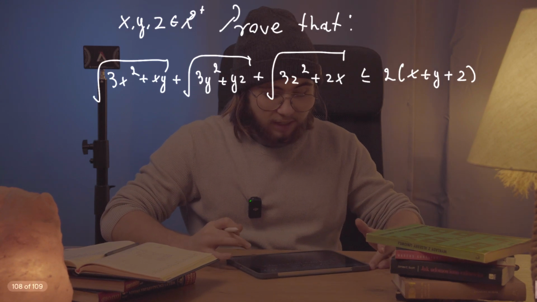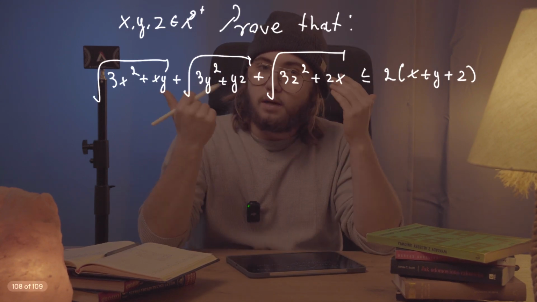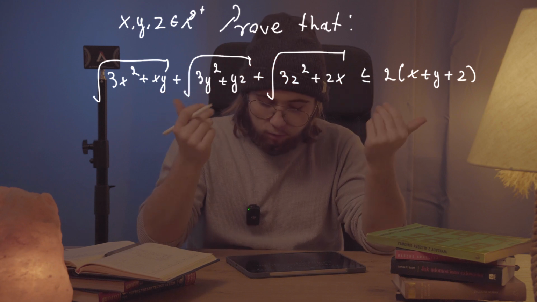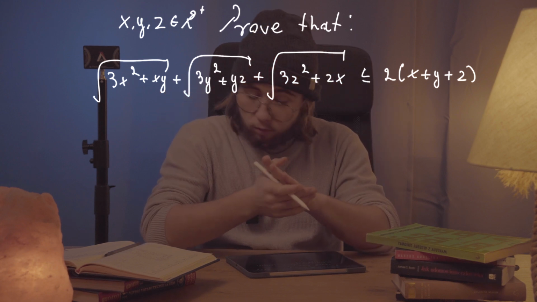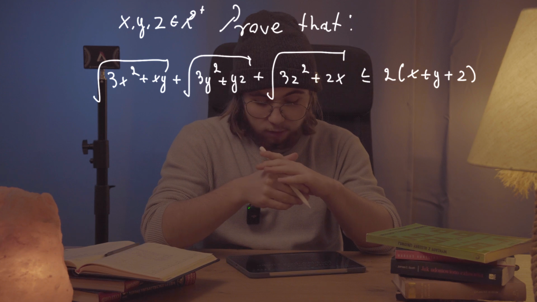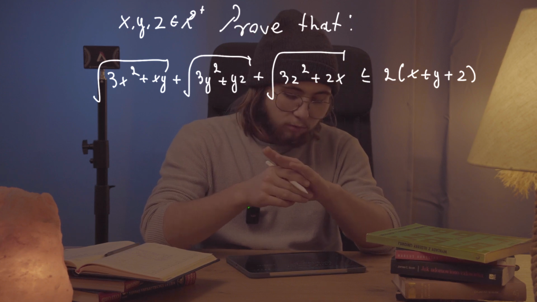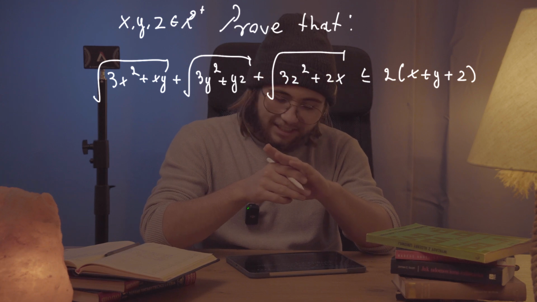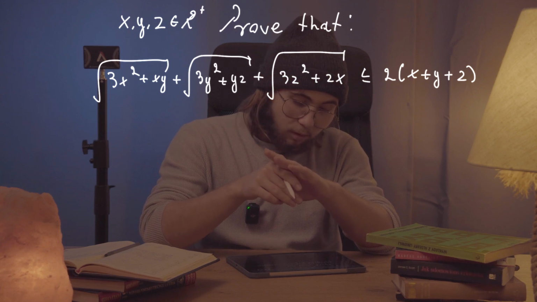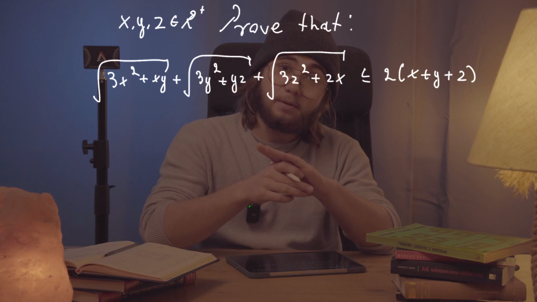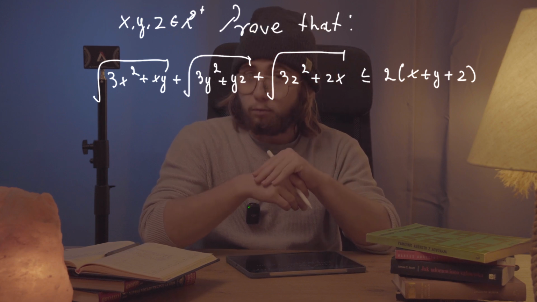Okay guys, so for the third problem, we would like to take in x, y, and z that are positive real numbers. We're supposed to prove that the square root of 3x squared plus xy plus the square root of 3y squared plus yz plus the square root of 3z squared plus zx is less than or equal to double x, y, z. Perfectly. So how are we supposed to solve this one?